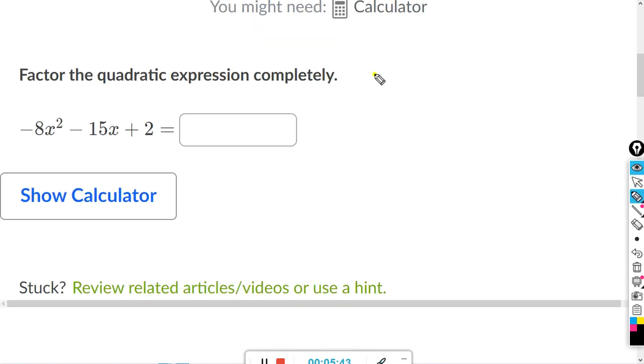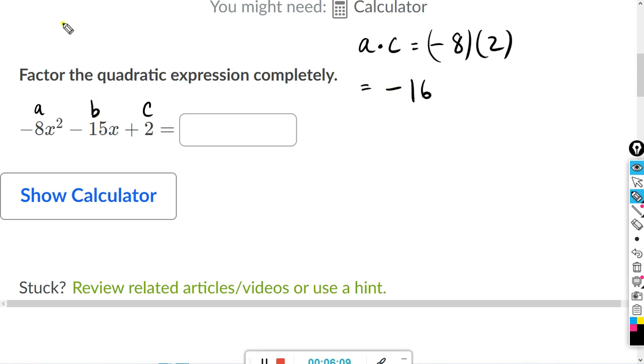All right, so again, we're going to start with a times c. And we can see a is negative 8. And we see that c is positive 2. Negative 8 times positive 2 is negative 16. All right, and the value for b, we can see that's negative 15. All right, so write out the factors for negative 16.